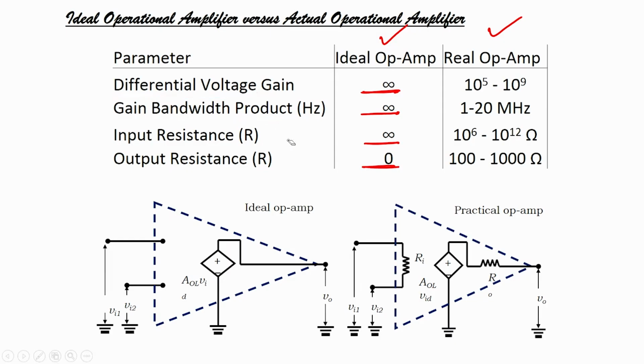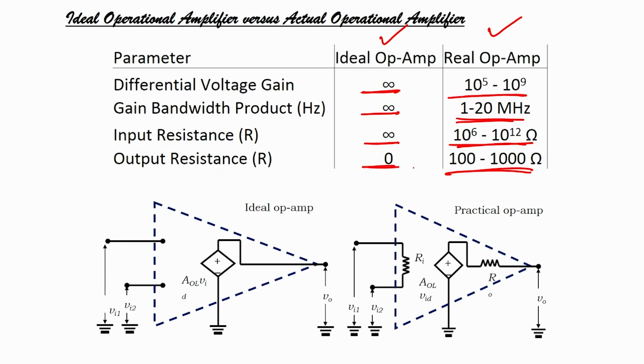But when we talk about a real or practical op amp, it is not infinite, it is extremely high. It is not 0, it is low or close to 0, right. So, this is the ideal versus real op amp.